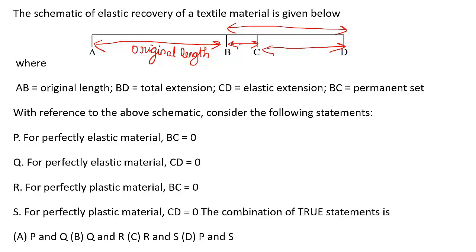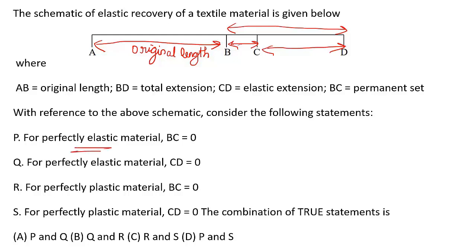So with reference to all these things, you have to answer the question and match the following: P, Q are true, or R is true, or P is true. You have to match them correctly. It is given that with reference to the above schematic, consider the following statements. P: for a perfectly elastic material, BC is 0.